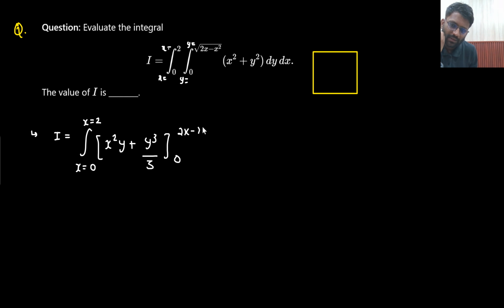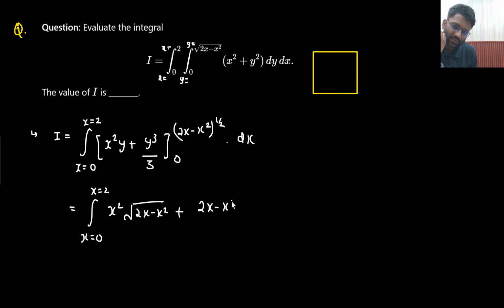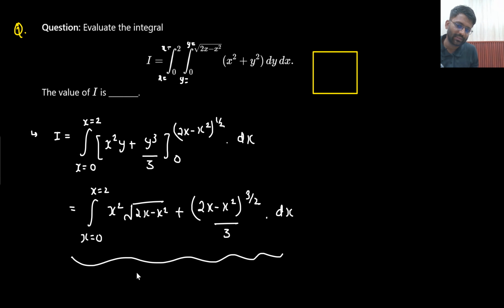This limit is there: 2x minus x square to the power 1 by 2, under root means power 1 by 2, dx. Then I will put this here. What will I get? x from 0 to 2, x square, then simply put the limit, which is under root 2x minus x square, plus 2x minus x square to the power 3 by 2 divided by 3. Then where y is 0, it would be 0 only. Then you solve this integral. What is the scenario? Tough to solve, right? So proceeding in this manner is not advisable because this integral is tough to solve.